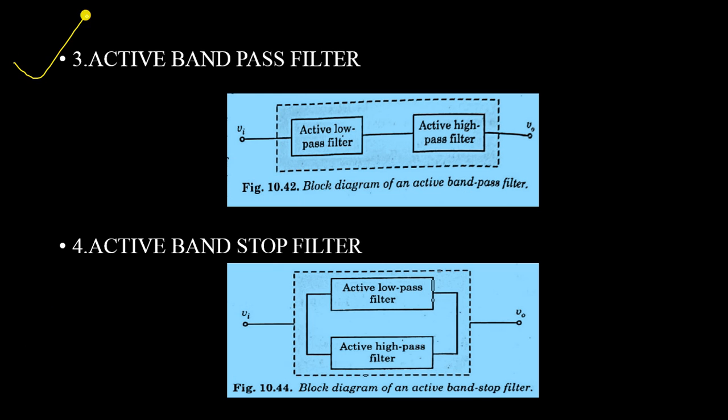Active band stop filter. This is the block diagram of active band stop filter, with active low pass filter and active high pass filter, which are connected in parallel. Now moving to the next slide.